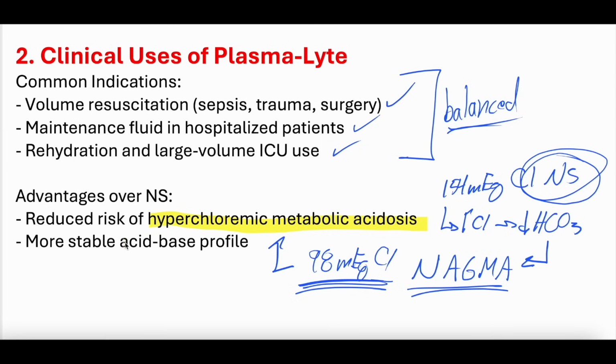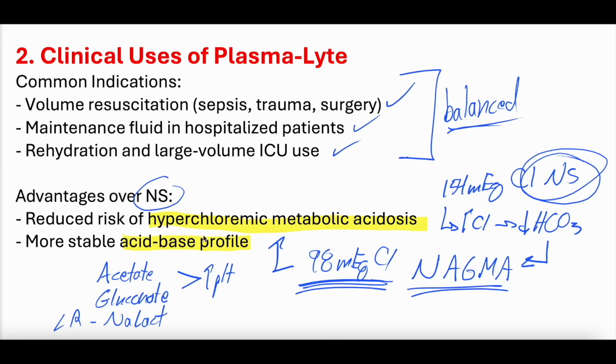It also has a more stable acid-base profile. As we mentioned, PlasmaLyte has acetate buffer as well as gluconate buffer. So if the serum is acidemic, these buffers help improve the pH. LR has sodium lactate as a buffer.